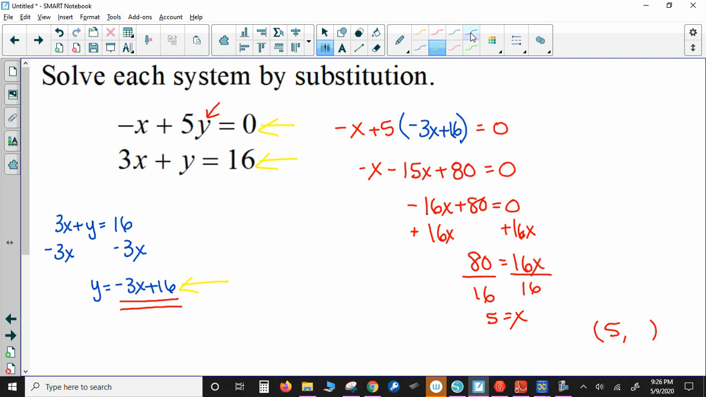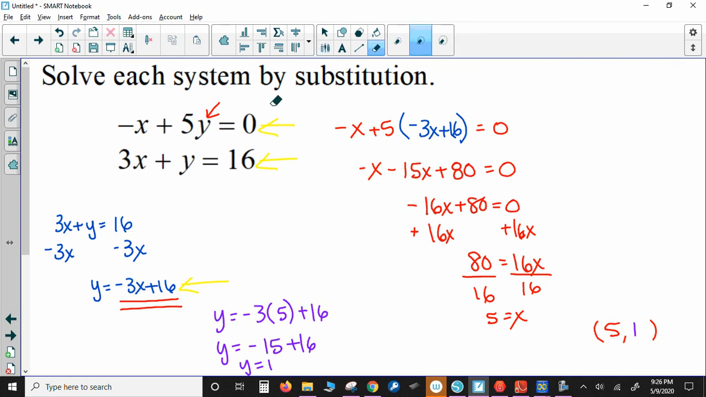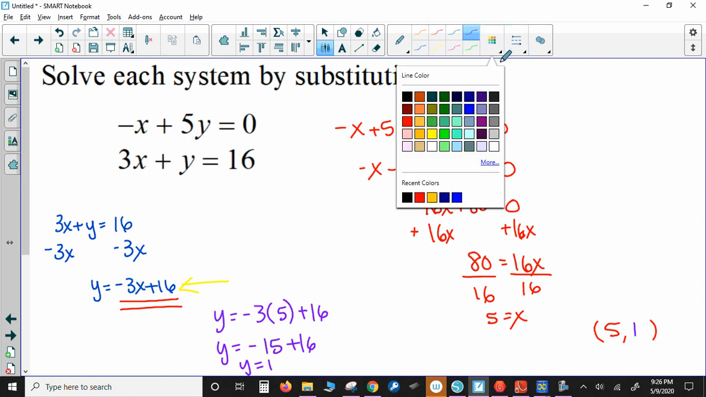Okay, so I am going to say y is equal to negative 3. We figured out that x was 5, so I'm going to plug in 5 for x plus 16. Y is equal to negative 15 plus 16, so y is equal to 1. All right, can I check my answer? 100% I can. In fact, I do believe that I will, because I believe that checking is just a great way to only have to take this quiz once.